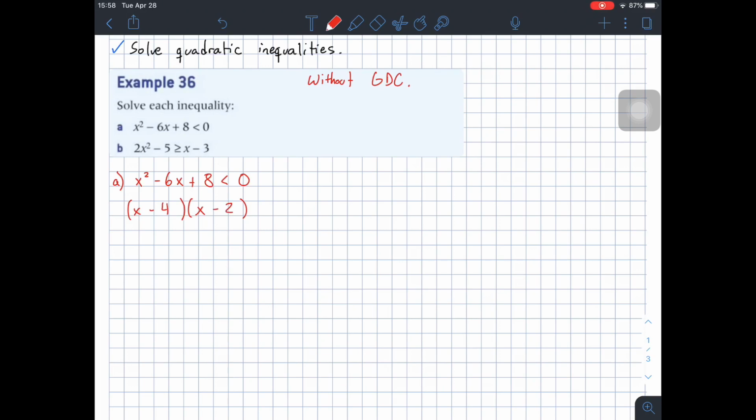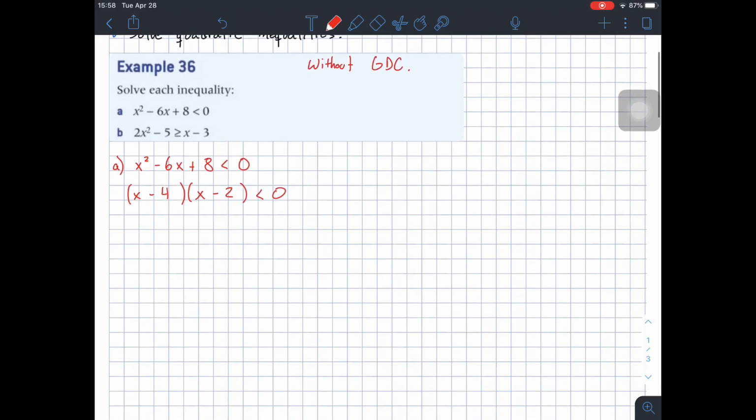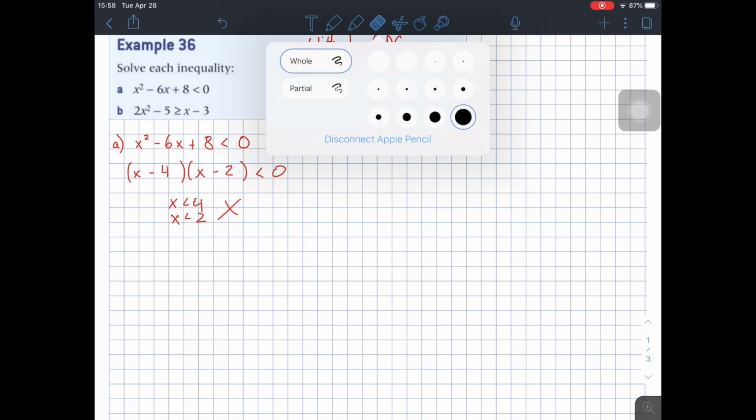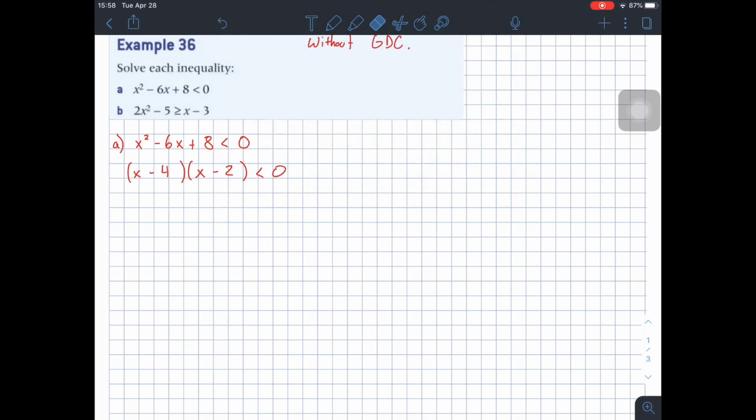So this, instead of being equal to 0, it's less than 0. So then here we need to analyze. Here's where the tricky part comes from. We cannot just say that, for example, x should be less than 4 and x should be less than 2. That's a mistake. This is wrong. We need to rather analyze what is happening.